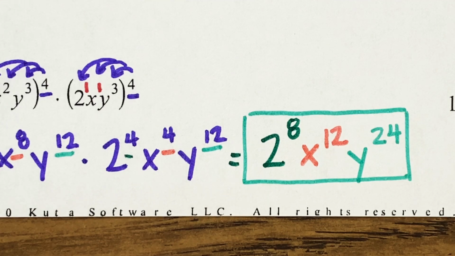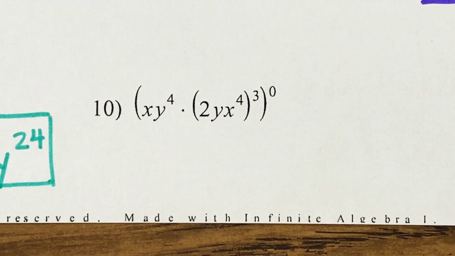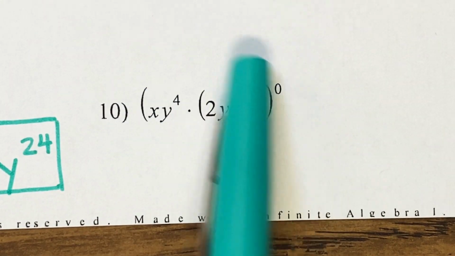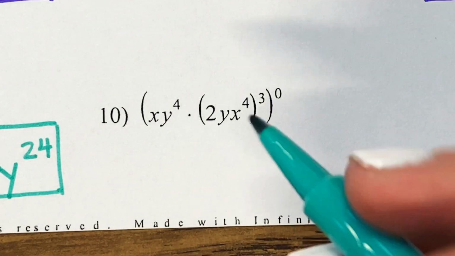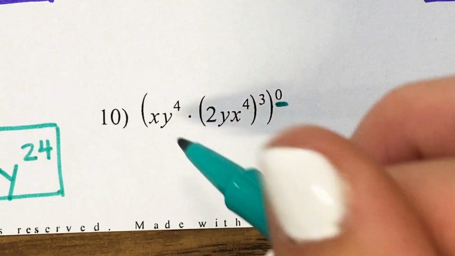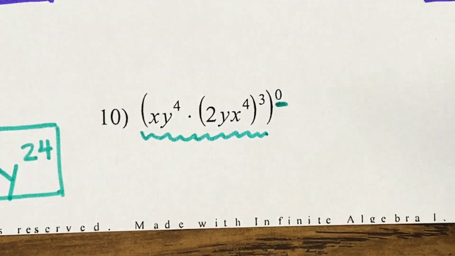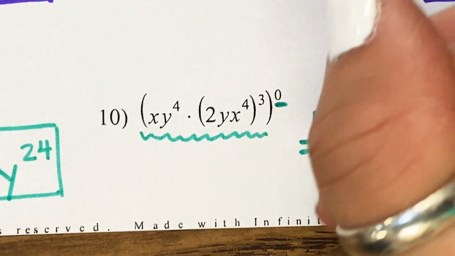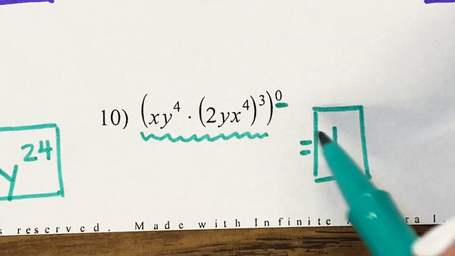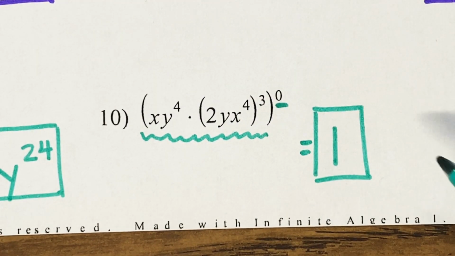Perfect. Okay, number 10, our very last problem. You might remember from last time, probably my favorite exponent rule ever. Notice we have all these parentheses. We have a 0 out here, meaning everything inside is to the power of 0. What is anything to the power of 0? You guys remember? It is 1. So that 0 on the outside, meaning everything inside those parentheses, means that whole thing turns into a big fat 1.